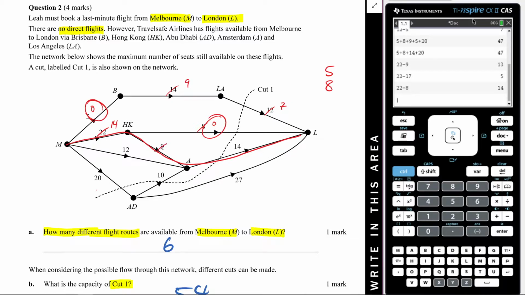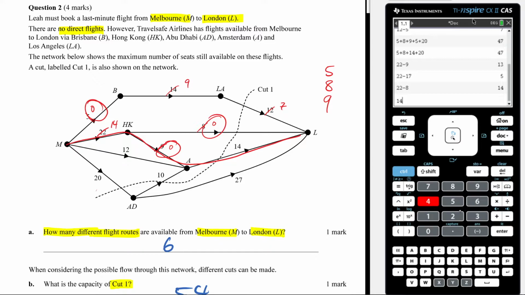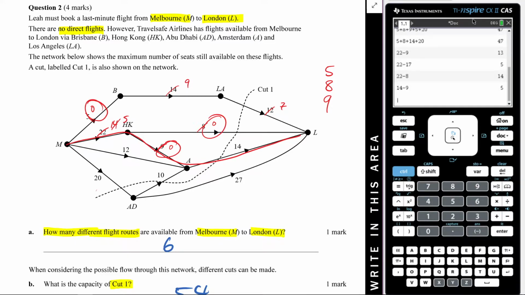My smallest number now is 9. So I'm going to subtract 9 there and keep a tally of that. Now I'm going to go 14 minus 9, which is 5. And I'm going to subtract 9 from this one as well, so that will be 5 as well. All right, then I can no longer go through this way at all because I would go that way or that way. Each way is going to hit a 0, so that's no good.